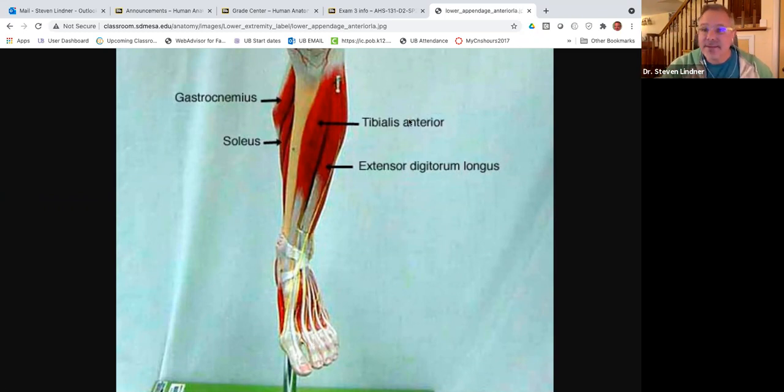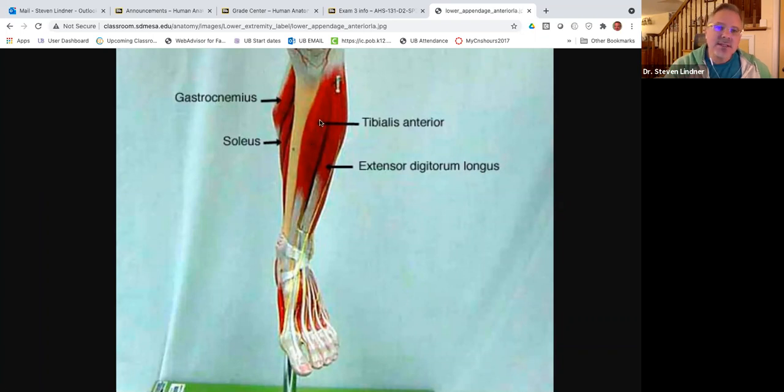So the tibialis anterior, right? It's anterior to the tibia. Very, very powerful foot or ankle dorsiflexor. So dorsiflexion is when you're walking on your heels. That's dorsiflexion of the foot, or foot dorsiflexion, or ankle dorsiflexion. The antagonistic action to dorsiflexion is stepping on your tippy toes. And that's plantar flexion. Plantar flexion would be stepping on your tippy toes. So the tibialis anterior is a very powerful dorsiflexor.